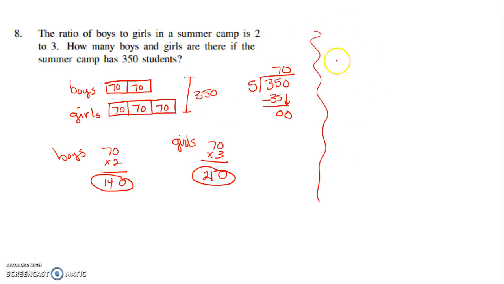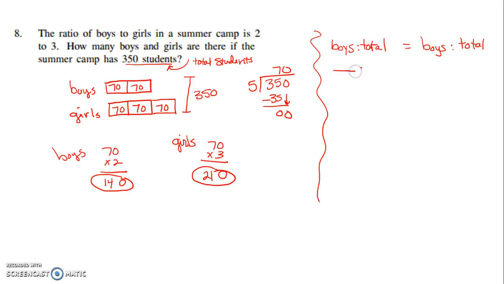Another method we could always use is the upside down caret. But the issue is the 350 represents the whole or the total number of students. So we would have to do, if we want to figure out the number of boys, we would have to do boys to total, not boys to girls, because the extra information they give us is about the total number of students. So we could do boys to total equals boys to total.